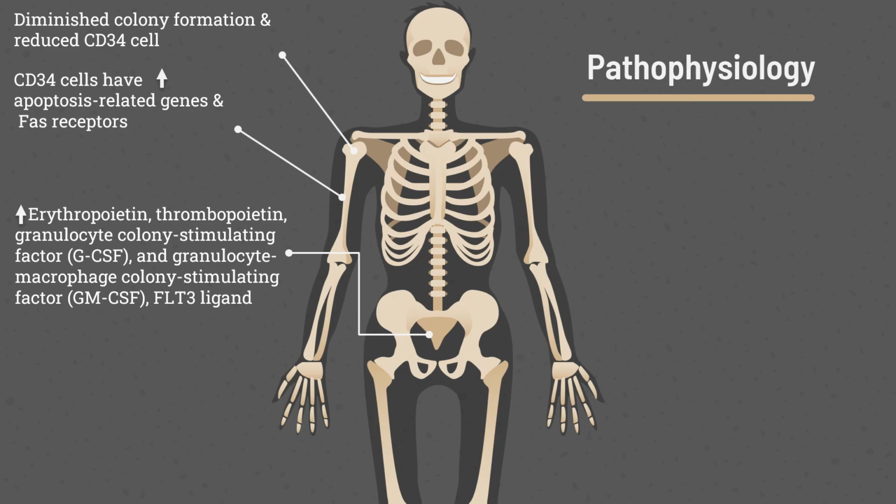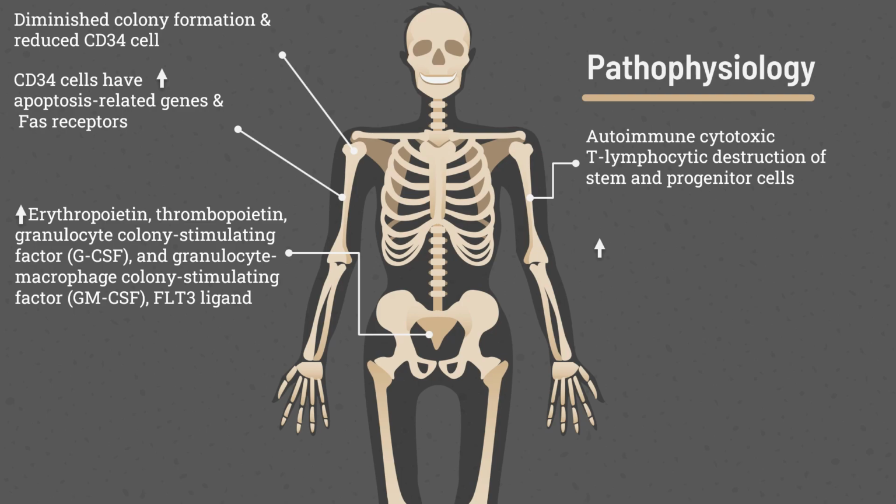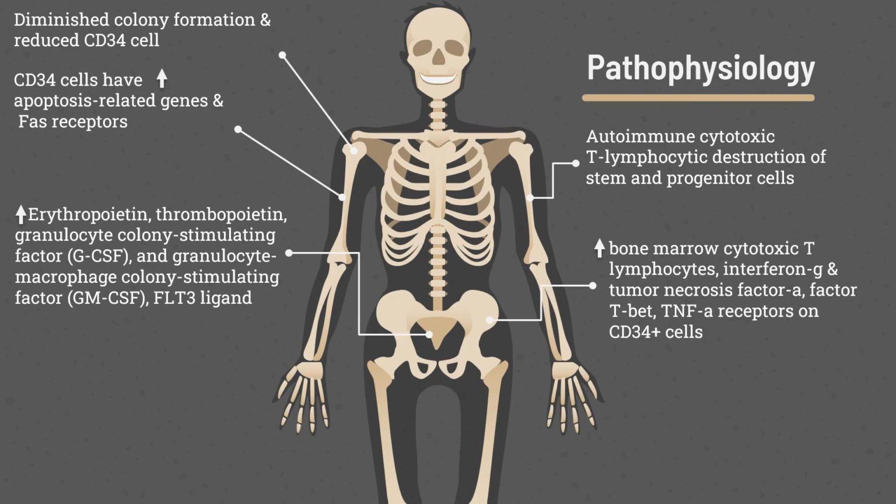Autoimmune cytotoxic T lymphocytic destruction of stem and progenitor cells in acquired aplastic anemia occurs due to exposure to drugs, chemicals, viruses, or other agents. Evidence supporting autoimmune pathophysiology includes elevated blood and bone marrow cytotoxic T lymphocytes, increased T cell production of cytokines like interferon gamma and tumor necrosis factor alpha, upregulation of transcription factor T-bet, increased tumor necrosis factor alpha receptors on CD34 cells, and improvement in cytopenias after immunosuppressive therapy.